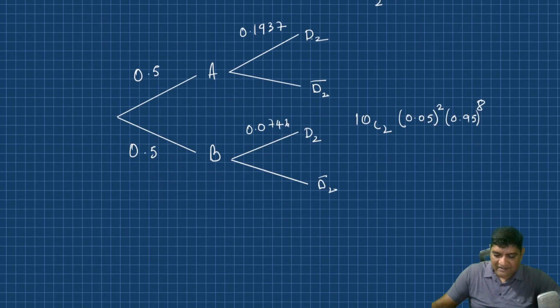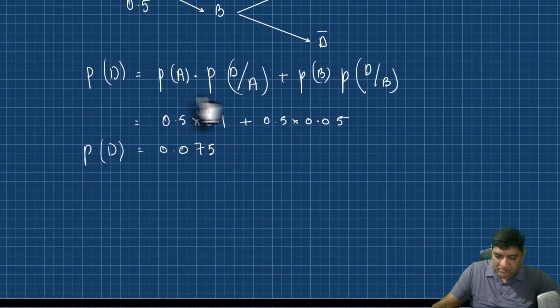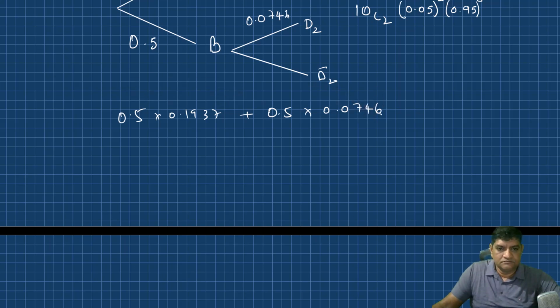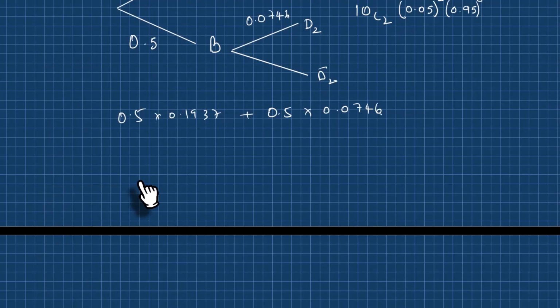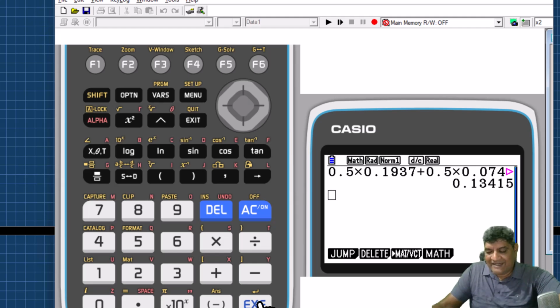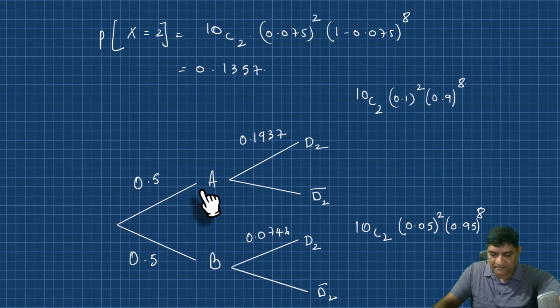Now, when I'm doing this calculation, which is 0.5 multiplied with 0.1937 plus again 0.5 into 0.0746, which is the same as this one, total probability. Okay, so let's quickly go ahead and calculate this value. You see that I get approximately the same value. The earlier one was 0.35, and in this case, I get 0.34.